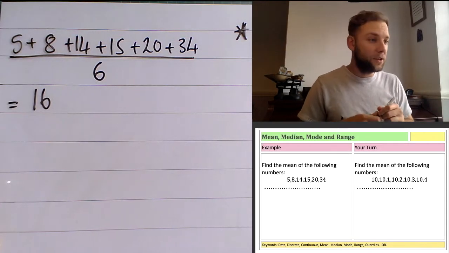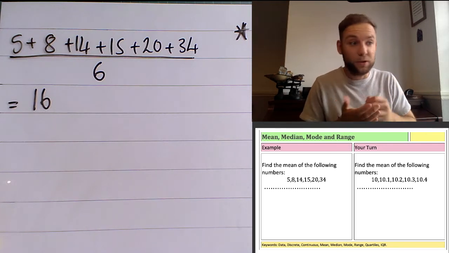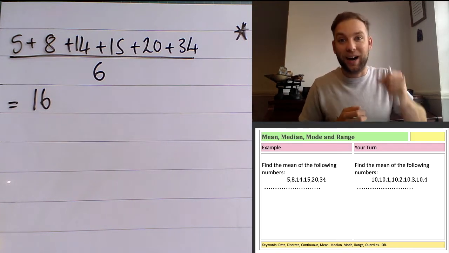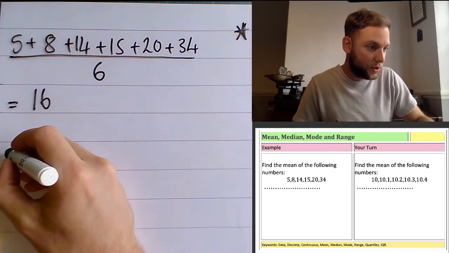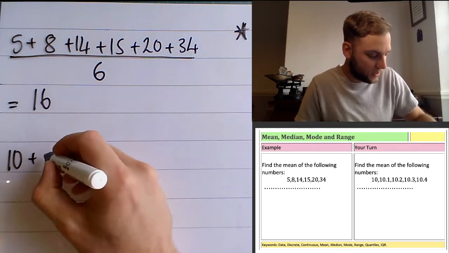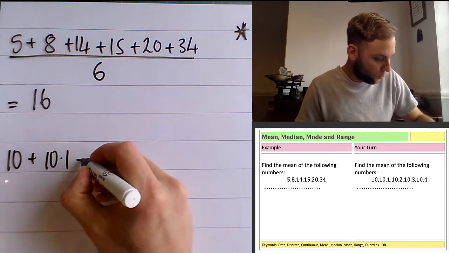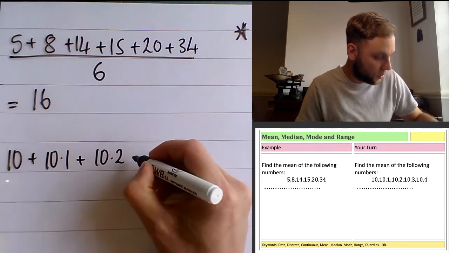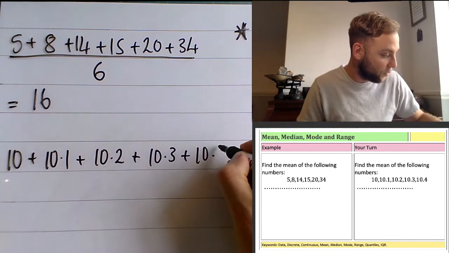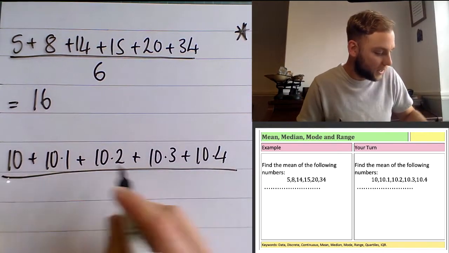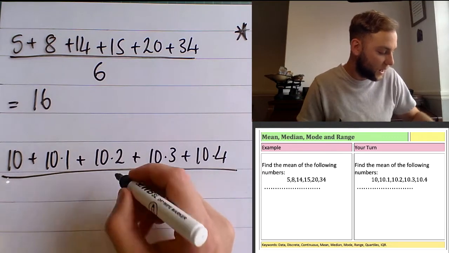Okay, so let's have a little go at it together. So again, hey diddle diddle, the median's in the middle. You add and divide for the mean. So the mean for this, you need to add them together. So it's going to be 10 plus 10.1 plus 10.2 plus 10.3 plus 10.4, all divided by 1, 2, 3, 4, 5.